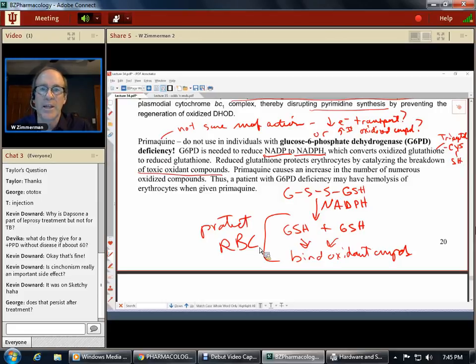Well, they're going to need it if you're giving them Primaquine, because you're going to be forming a lot of toxic oxidant compounds with the Primaquine. We think that's maybe, as I listed up there, one of the ways it works. Primaquine causes an increase in the number of these oxidized compounds. So somebody has a deficiency of that enzyme, they have hemolysis. And they get really weak and they feel lousy. They get very anemic.